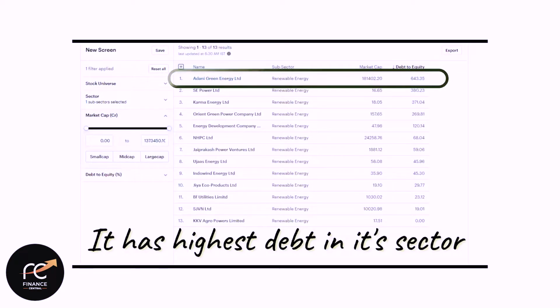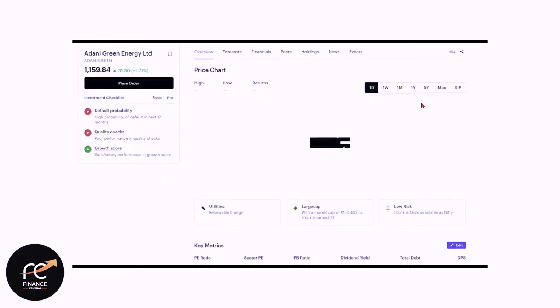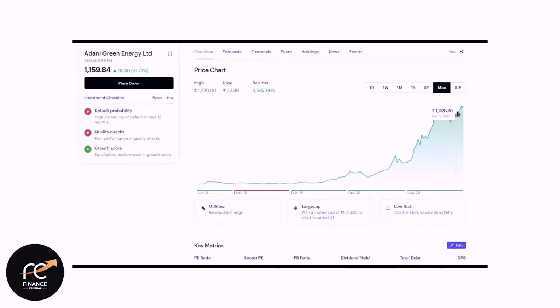The chances of them going bankrupt is very high. As you can see in the checklist, the default probability is high. So then how is it possible for a company to incur continuous losses and have its stock price rise from 50 rupees to over 1,000? The answer to this is very simple.